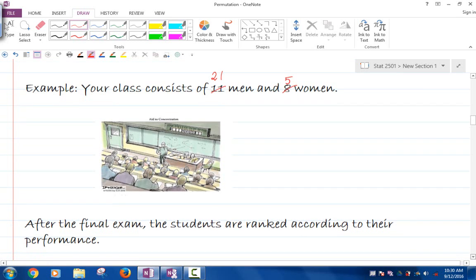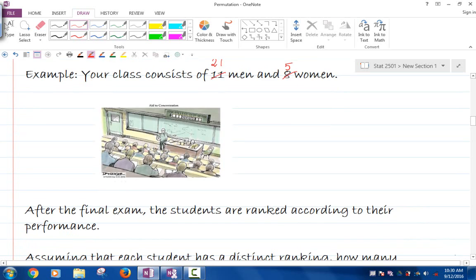Okay, so after the final exam, the students are ranked according to their performance. Okay? So after the final exam, all of you will be in the class, and I'll rank you guys, and then I'm gonna tell everybody what their ranks are, right? In front of everybody. That's a joke. Well, that used to happen to me when I was a kid, but.